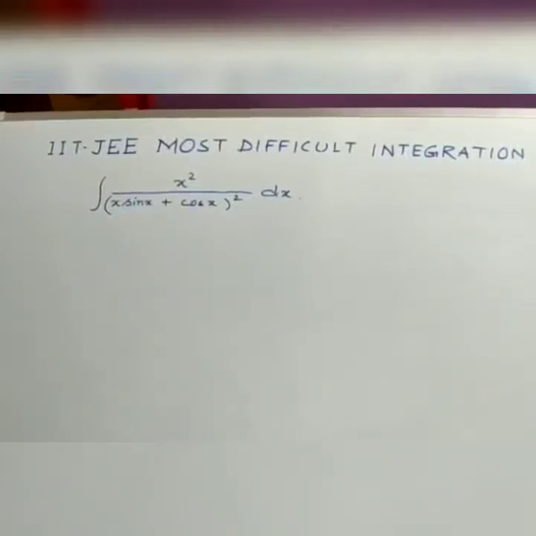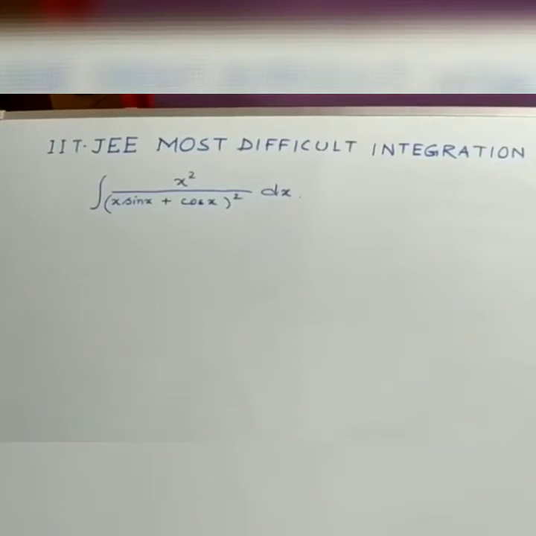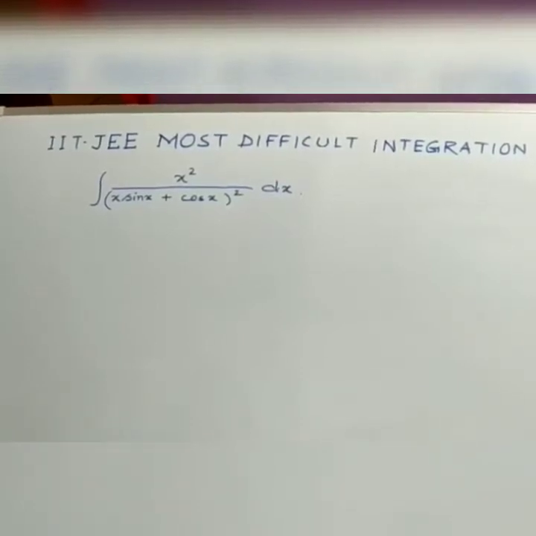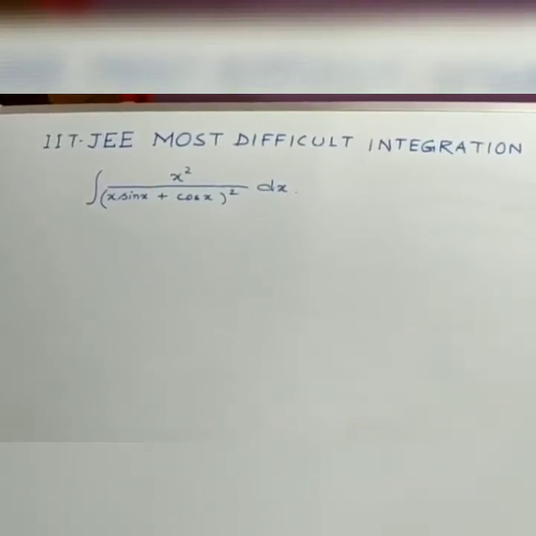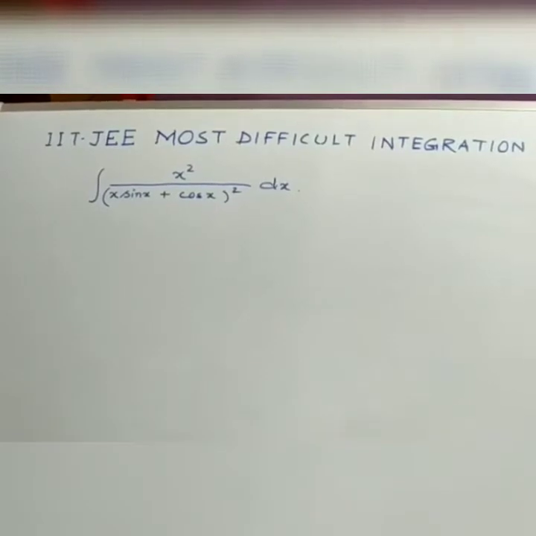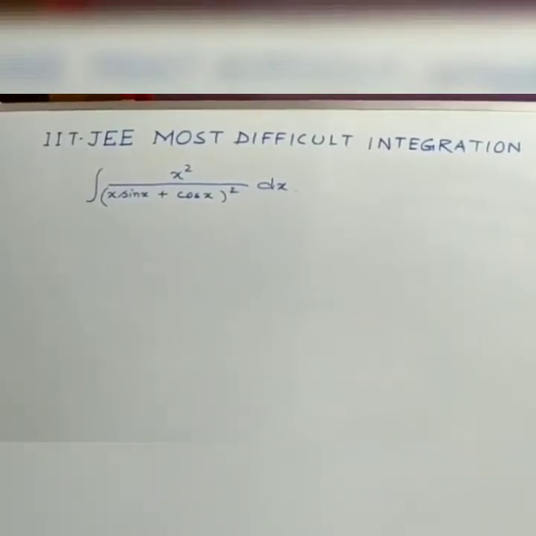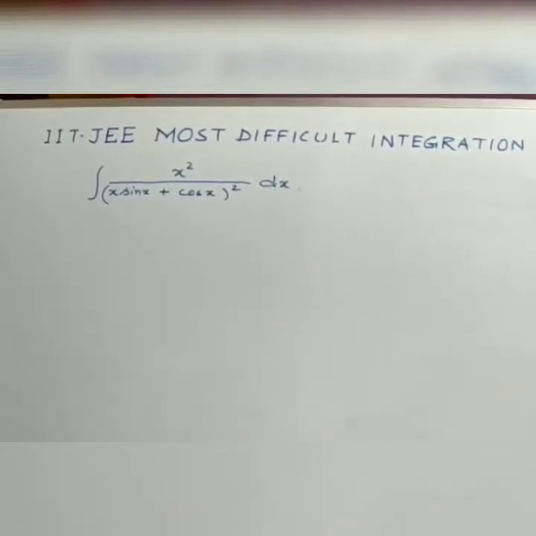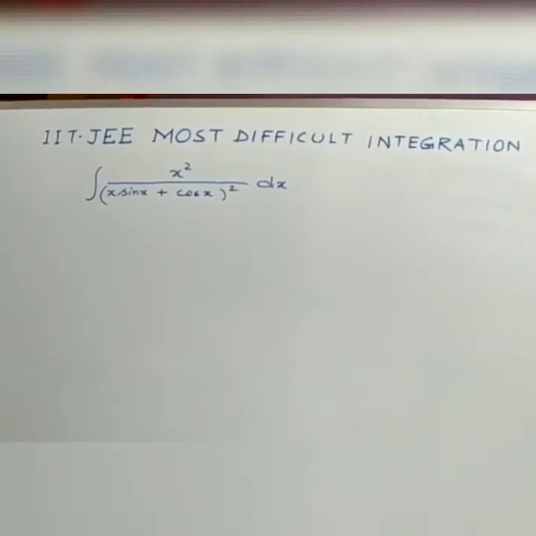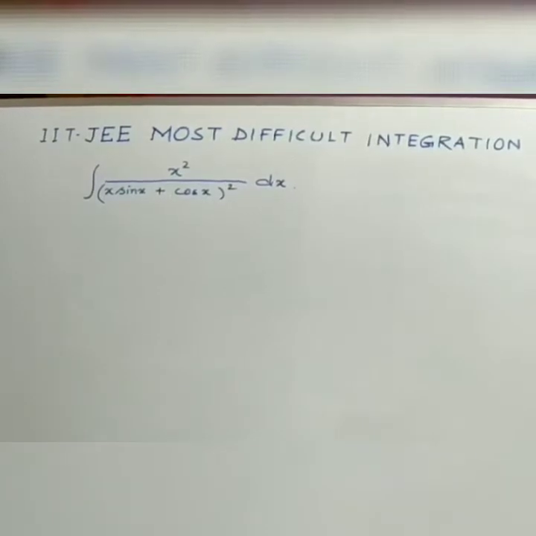Here you can see the question is given: integration of x square by (x sin x plus cos x) whole square dx. Now what will be the first step to solve this problem? You can see the denominator part. It has (x sin x plus cos x) whole square. If we take x sin x plus cos x as z, and if we take the differentiation of it, then what will it become?